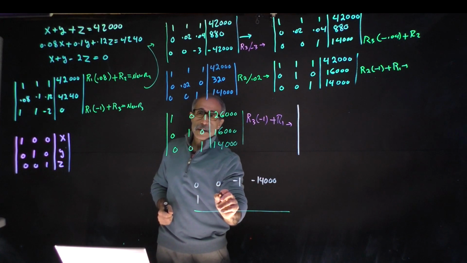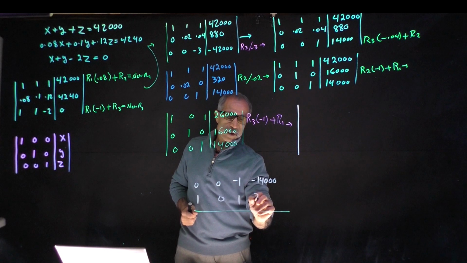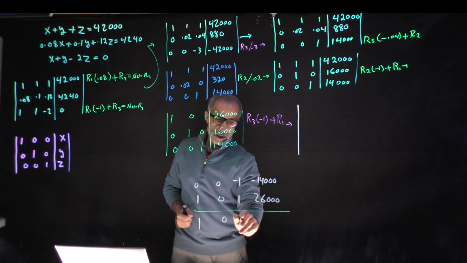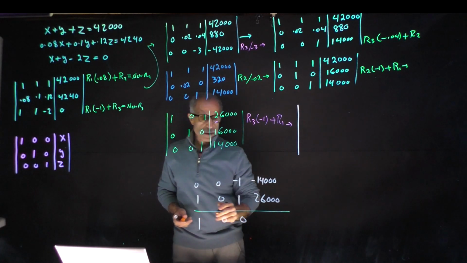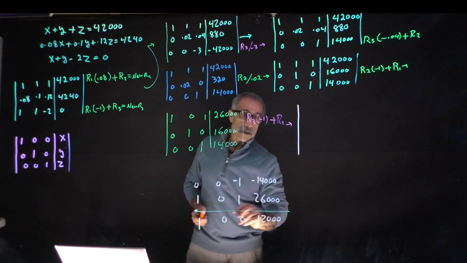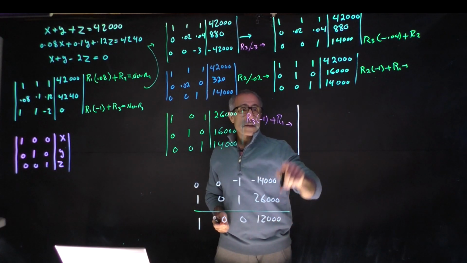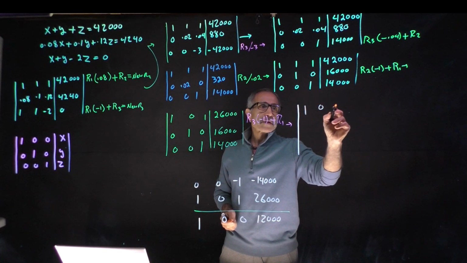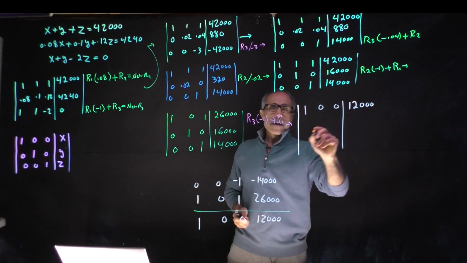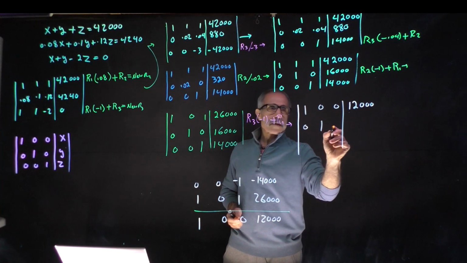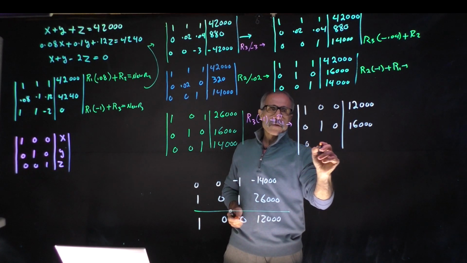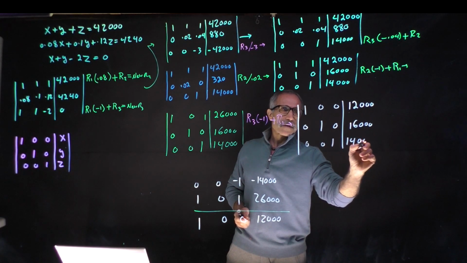Row 1 is 1, 0, 1, 26,000. So that becomes 1, that becomes 0, this becomes 0. 26,000 minus 14,000 becomes 12,000. There is our answer. So there's going to be row 1: 1, 0, 0, 12,000. And then we had 0, 1, 0, 16,000. And 0, 0, 1, 14,000.